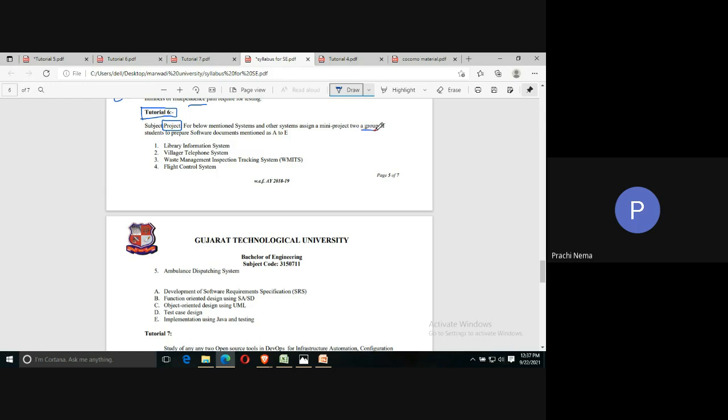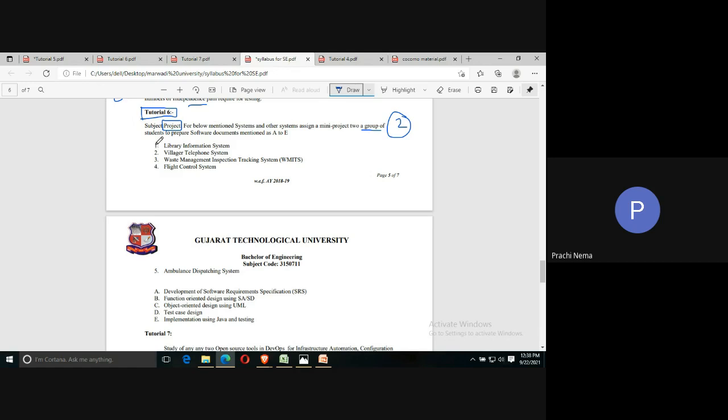The groups will be the same as there were groups in tutorial 2. Okay, so you can be in the same group like you were in for tutorial 2, but here the project should be different. You cannot take the same project which you have taken for preparing your SRS. ग्रुप सेम हो सकते हैं पर प्रोजेक्ट डिफरेंट होना चाहिए.